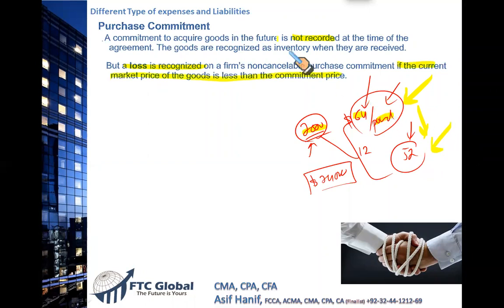So I must book this as a loss for the period, right? If such a contract is entered into, no entry is made at the date of the contract, but if the price falls, at the balance sheet date the price is lower, you have to record this as a loss. You have to show it separately in the income statement.